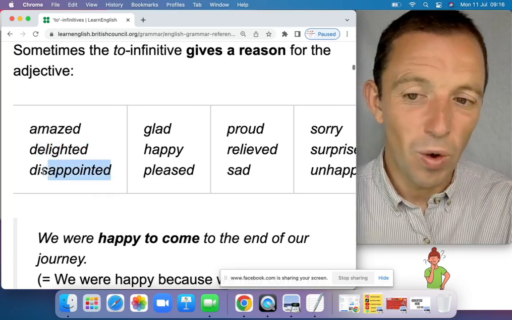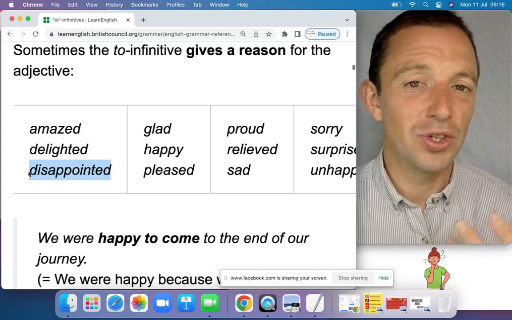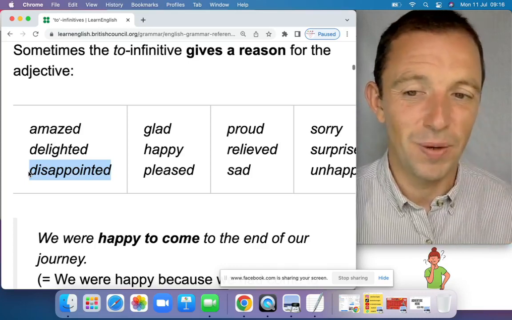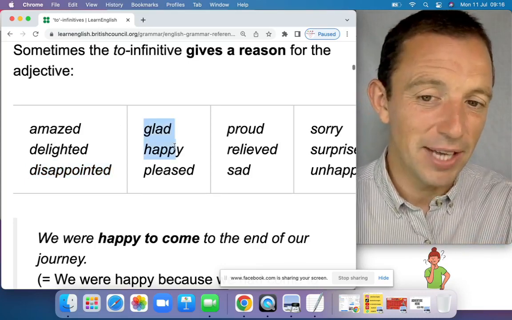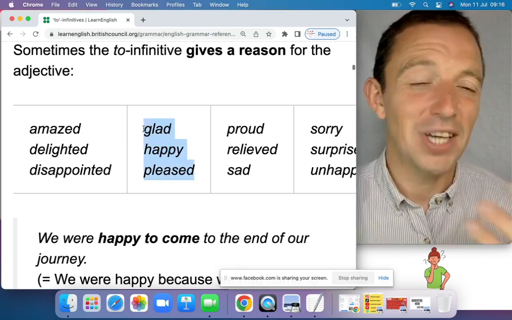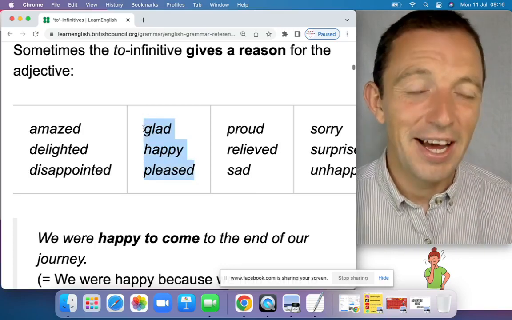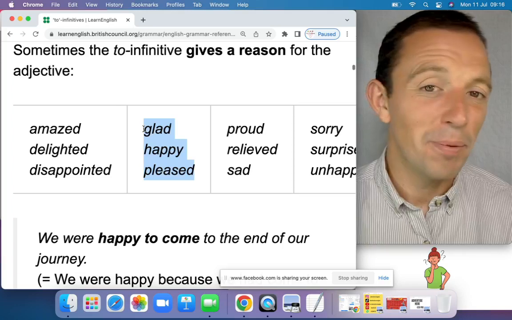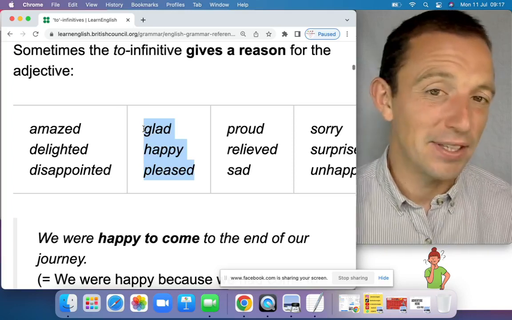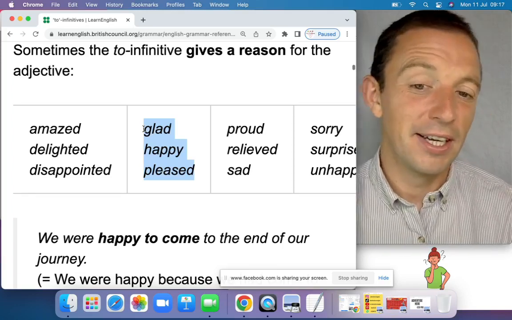Disappointed. Why? Disappointed to hear the situation, etc. Glad is very similar to happy. Glad, happy, and pleased are all very similar. Glad to stop the party, happy to stop the party, pleased to stop the party. Proud.